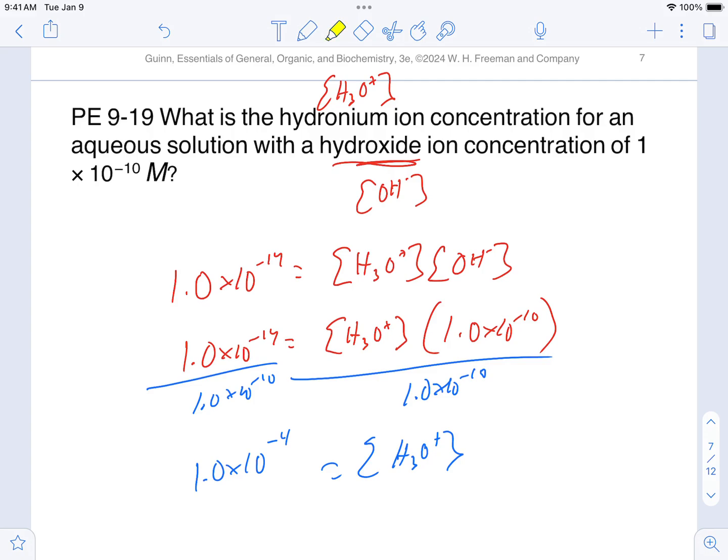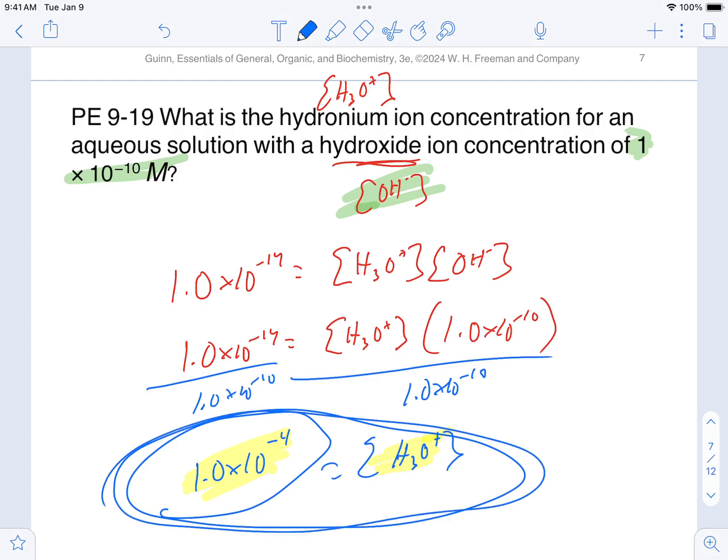Is this an acid or a base? Bonus question. Well, if my H3O is 1 times 10 to the negative 4th, and my OH is 1 times 10 to the negative 10th, which is bigger? This one would be bigger, right? Times 10 to the negative 4th is bigger than times 10 to the negative 10th. So my H3O is bigger, which means it's more acidic. So this would be an acid.